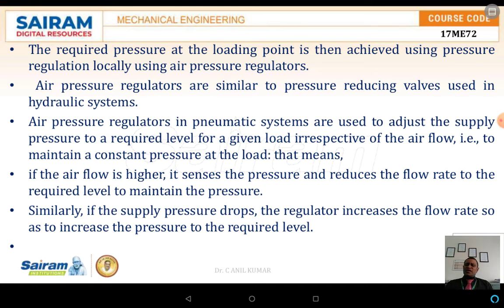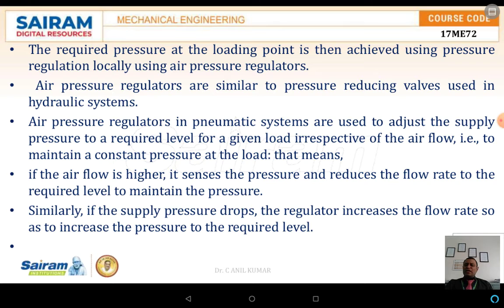The pressure regulator in a pneumatic system is used to adjust the supply pressure to a required level for a given load, irrespective of the airflow, to maintain a constant pressure at the load end or the application end. If the airflow is higher, it senses the pressure and reduces the flow to the required level to maintain the pressure. Similarly, if the supply pressure drops, the regulator increases the flow rate so that the required pressure level is maintained.